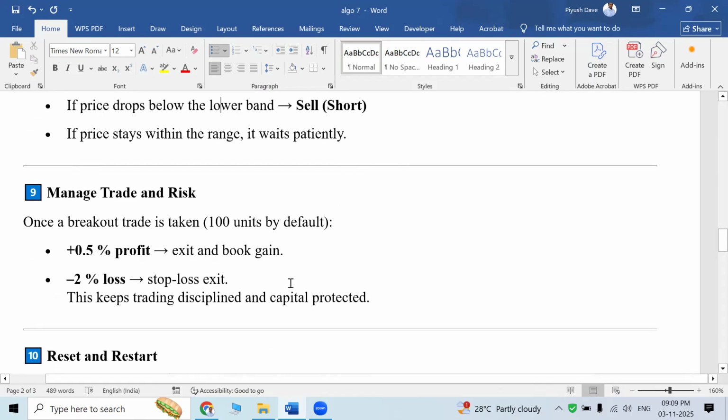Now, what I have done in this, I have kept the number of shares which it is going to buy or sell as only 100. And the profit I'm booking is a very small profit, that is 0.5%. That is, we are taking the capital as 1 lakh rupees, so we're going to book the profit as only 500 rupees. And once the profit has been booked, we will exit.